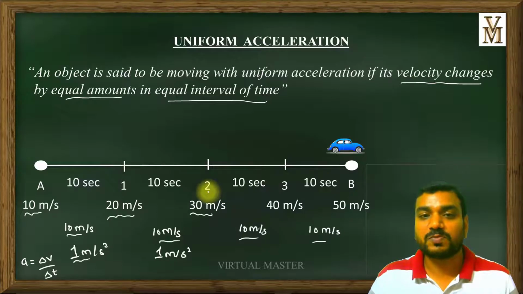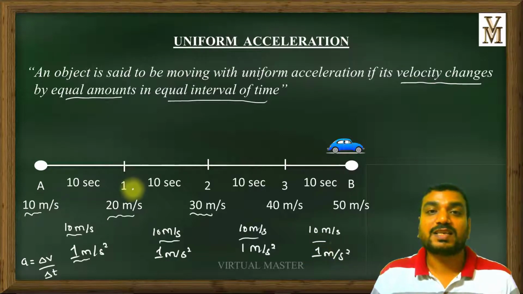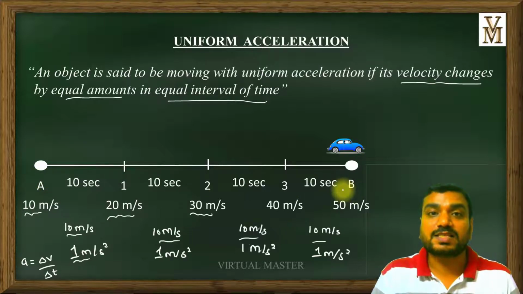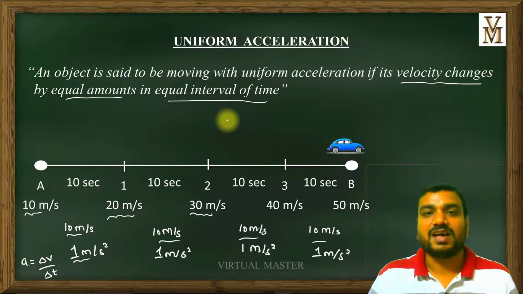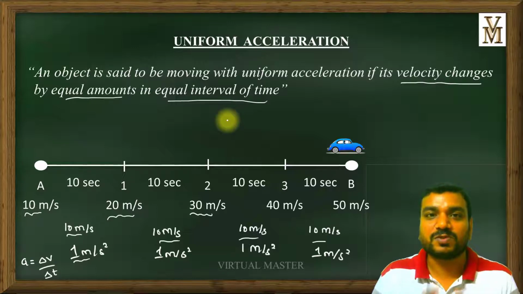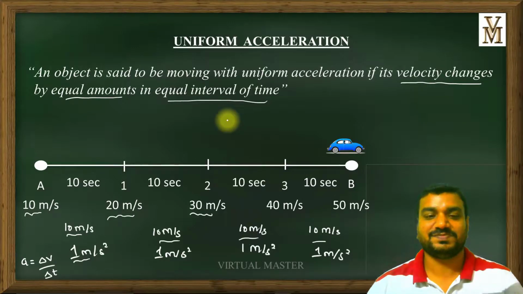Similarly, when the car is moving from point 2 to point 3, the acceleration is 1 meter per second square. Similarly, when the car is moving from point 3 to point B, the car will be having the acceleration of 1 meter per second square. So, the car is having the same acceleration, or constant acceleration, throughout its movement from point A to point B. So, we can say that the car is having uniform acceleration. Okay, I hope everyone has understood the concept of uniform acceleration.